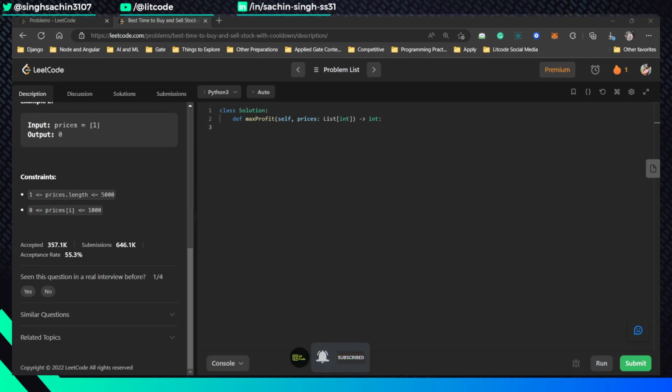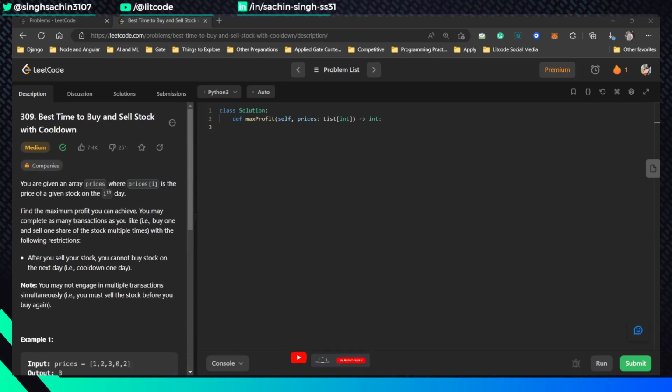Hi everyone, so today we're going to start the Leetcode daily challenge, problem number 309, Best Time to Buy and Sell Stock with Cooldown. The problem statement is: you are given an array prices where prices[i] is the price of a given stock on the ith day. Find the maximum profit you can achieve.